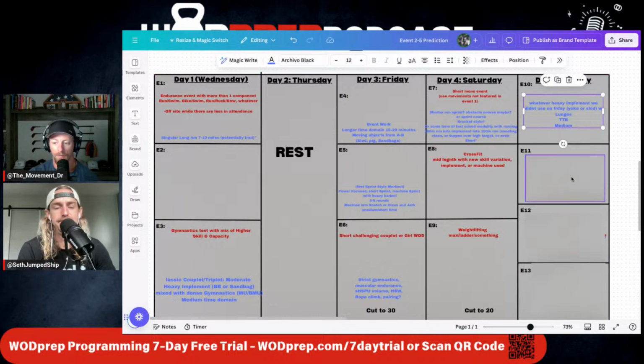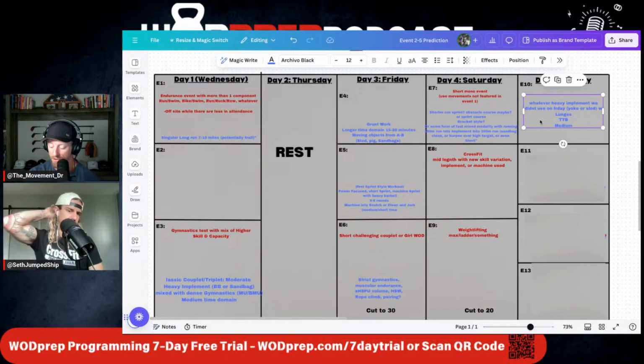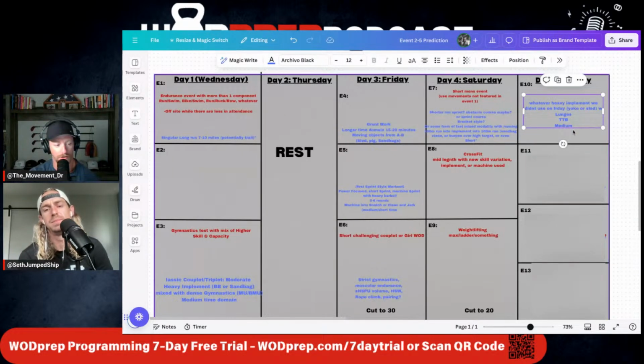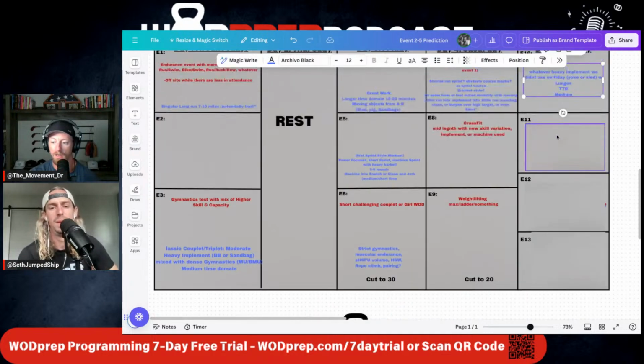Yeah, I agree with that. And that could even be a play on this, right? It could be bike, sled push, sandbag carry. And so it could be machine toes to bar, lunges, right? Distance lunges and toes to bar, like just a hip flexor beat down at this point or something to that effect.